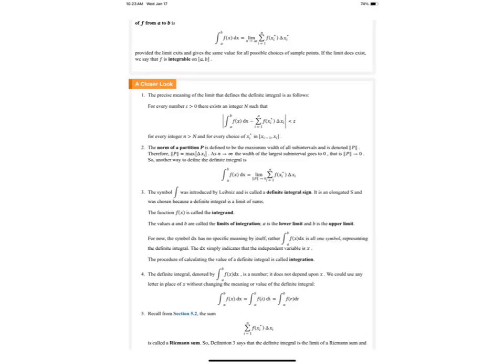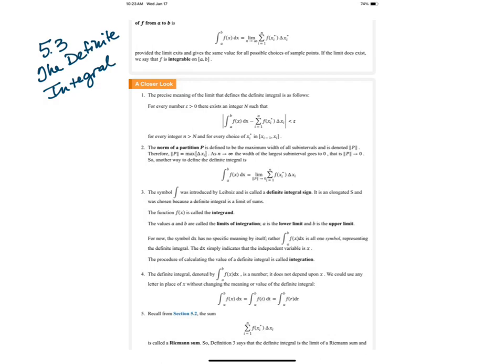Okay, so like I said, this is going to be lesson 5.3. And the title of this one is called The Definite Integral. The definite integral.